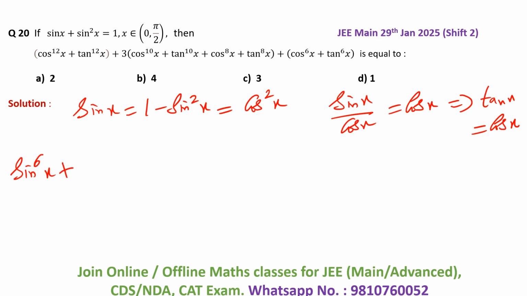Next term is tan x power 12. Tan x is nothing but cos x, and tan x power 12 will become cos x power 12, which is again same as the first term. That means sin x power 6, right? Then we have 3 times inside the bracket. It is cos x power 10. Cos x power 10 can be written as cos square x whole power 5. Now cos square x is sin x. So this becomes sin x power 5.